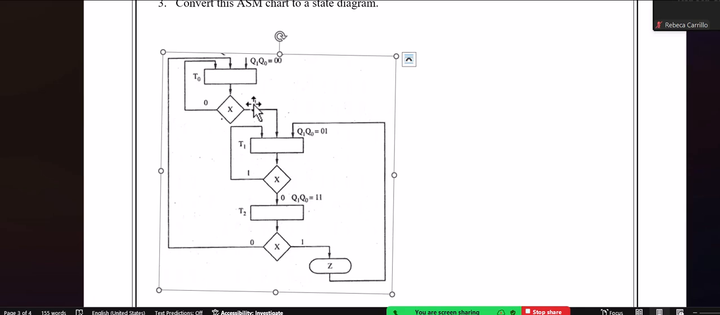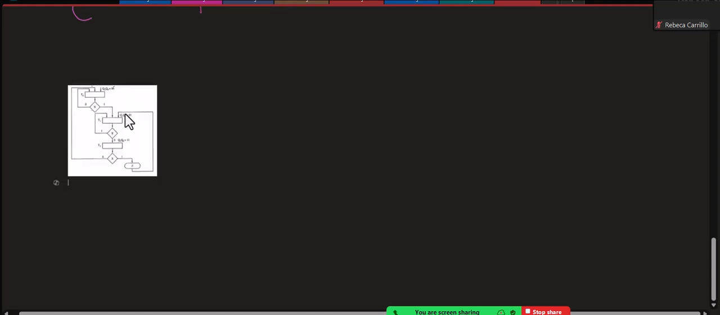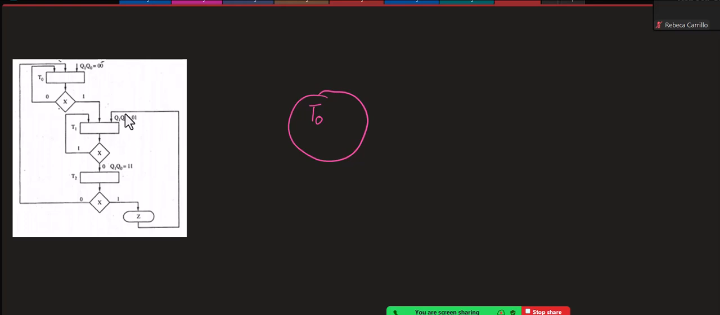Now we want to do a state diagram for this ASM chart. First, let's determine how many states there are. I see 3. Okay, so we have 3, so I'll have T0, T1, and T2 as my states.